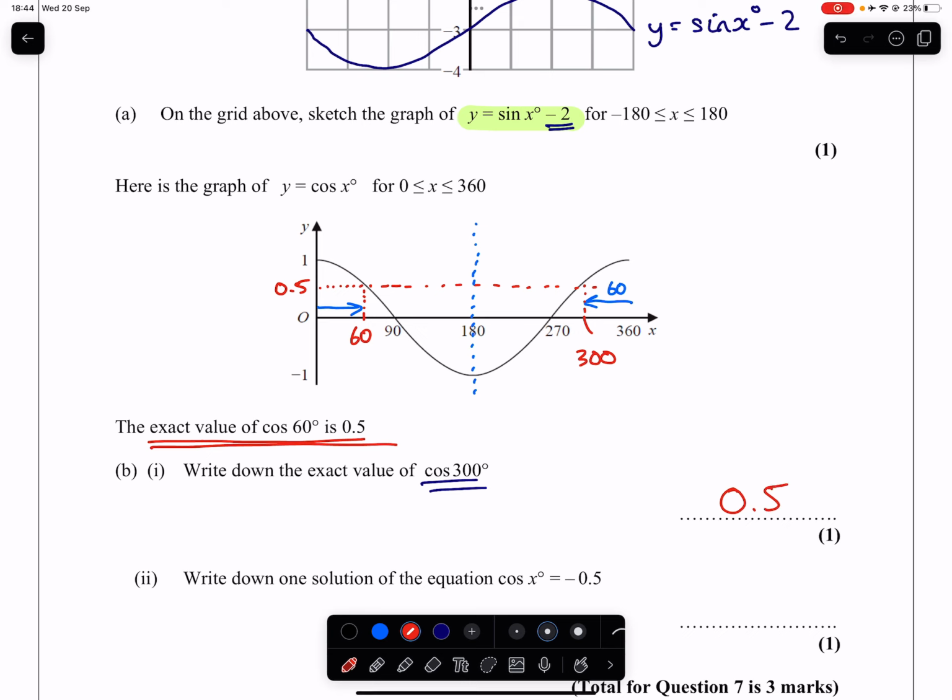Part 2, write down one solution for the equation cos of x equals minus 0.5. If I went along minus 0.5, I'm going to hit the graph here, and I'm going to hit the graph here. The thing that's in common with both 0.5 and minus 0.5 is obviously not the number. The same way that 60 has been involved in this 300, we use 60 with 180 in order to get our two answers here. 60 back from 180 and 60 forward from 180 will give us the angles that we need in order to get a height of minus 0.5 when you cos it.